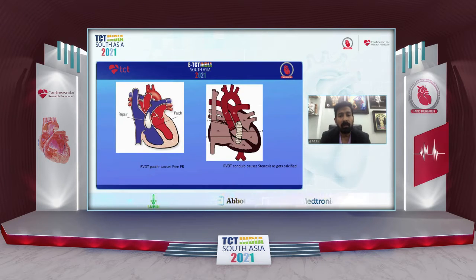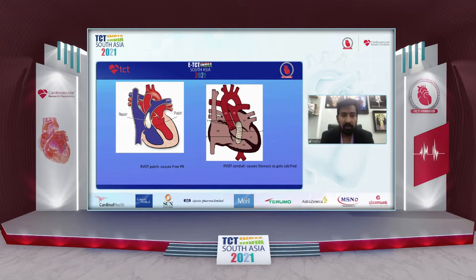So already look at the tetralogy of Fallot and the other group of congenital anomalies. We have two groups. In one, the surgeon goes and patches the RVOT, which causes free pulmonary regurgitation. The next is where you put a conduit across the RVOT, giving a connection from the RV to the PA. So those are the two categories of surgeries being done.